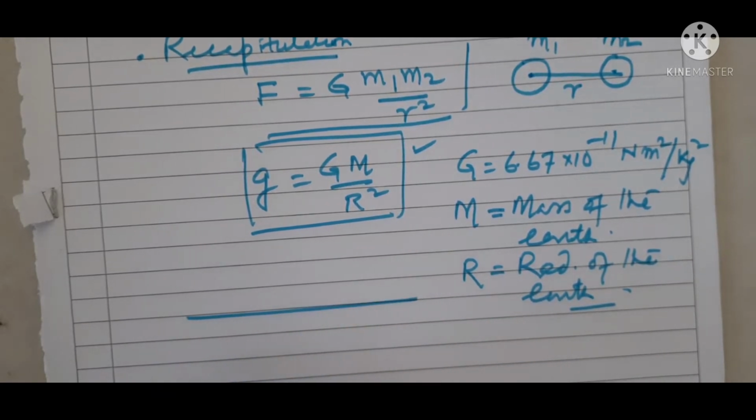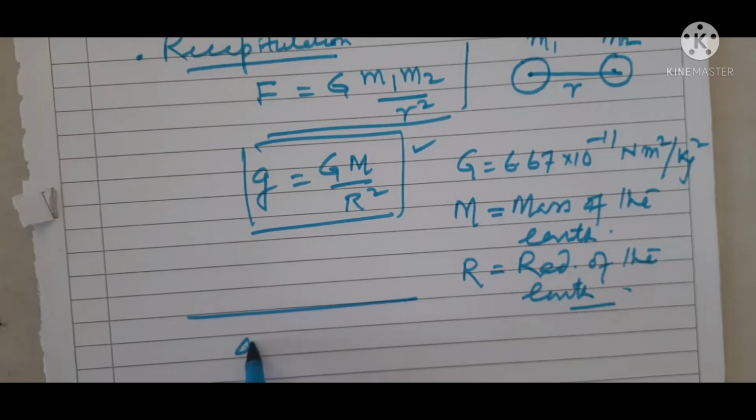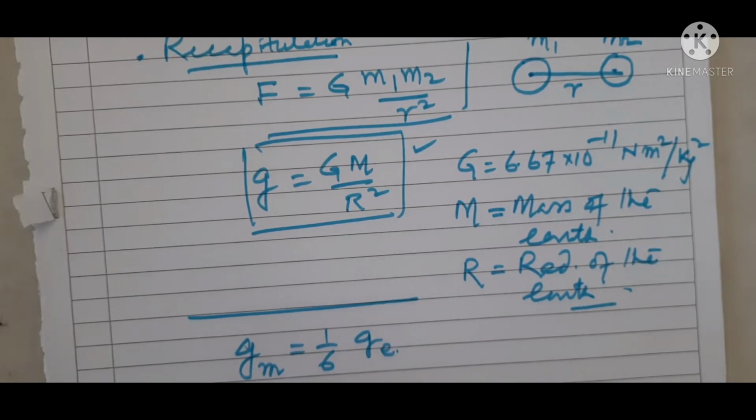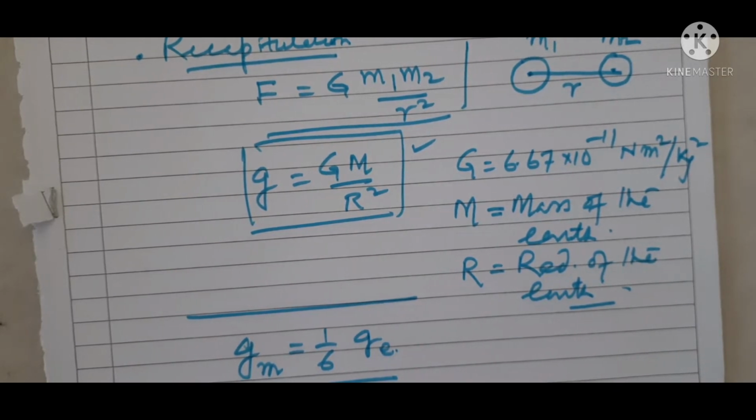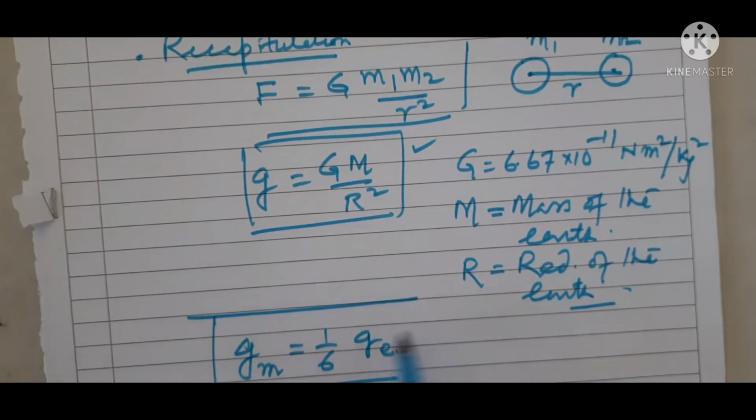Some more formulas from your exam point of view: the acceleration due to gravity on the moon is 1/6 that of the earth. Acceleration due to gravity on the moon is 1/6 that of the earth, right?